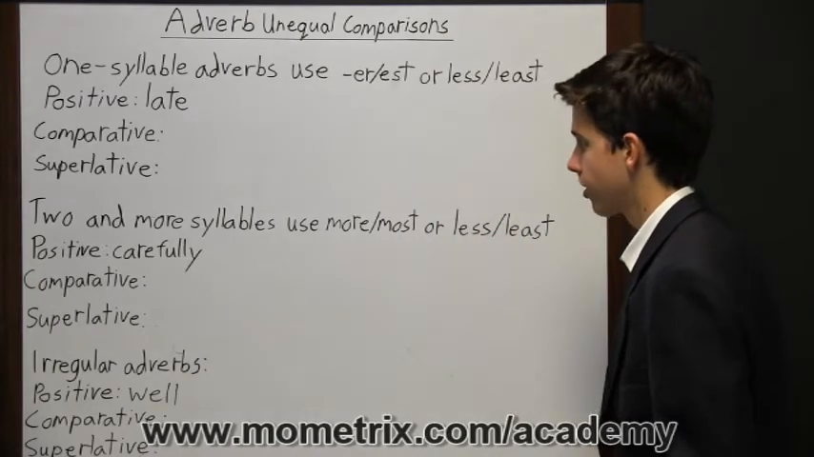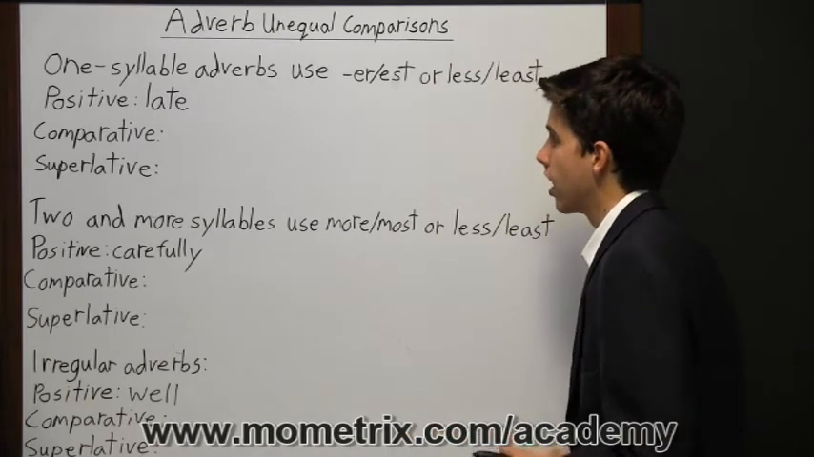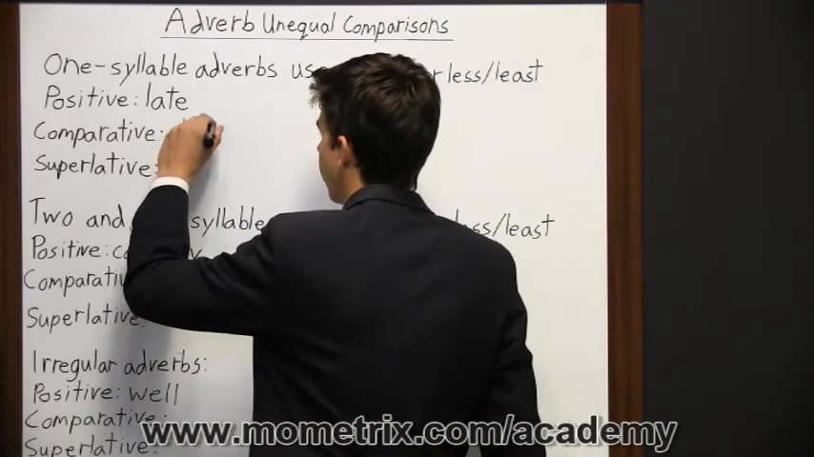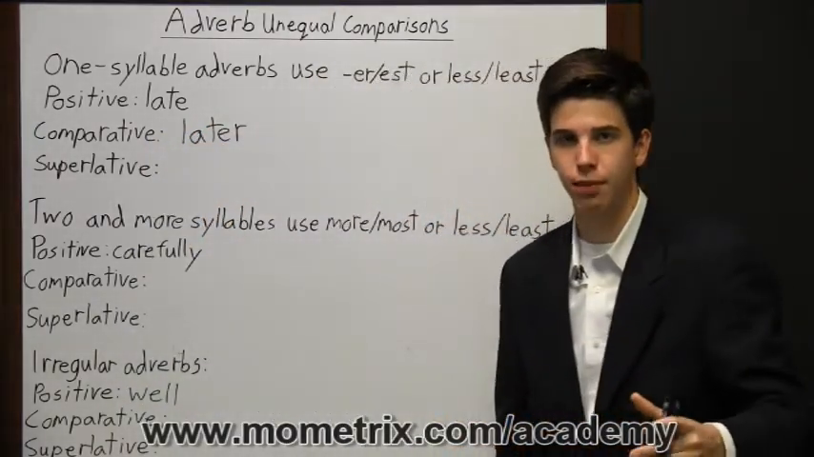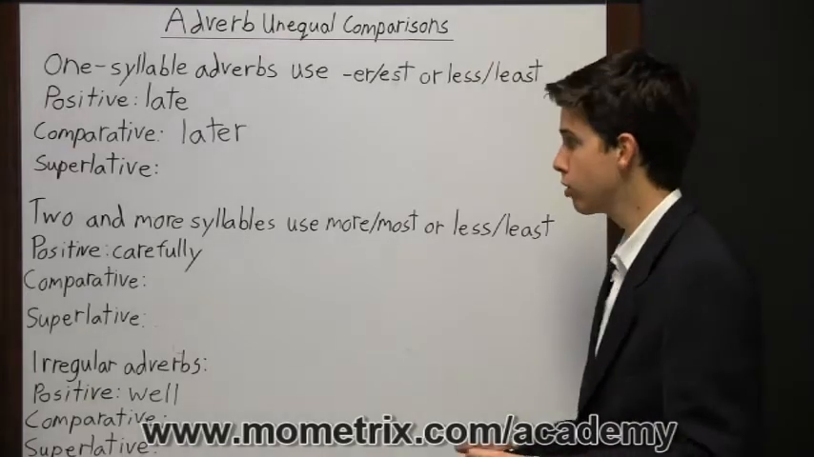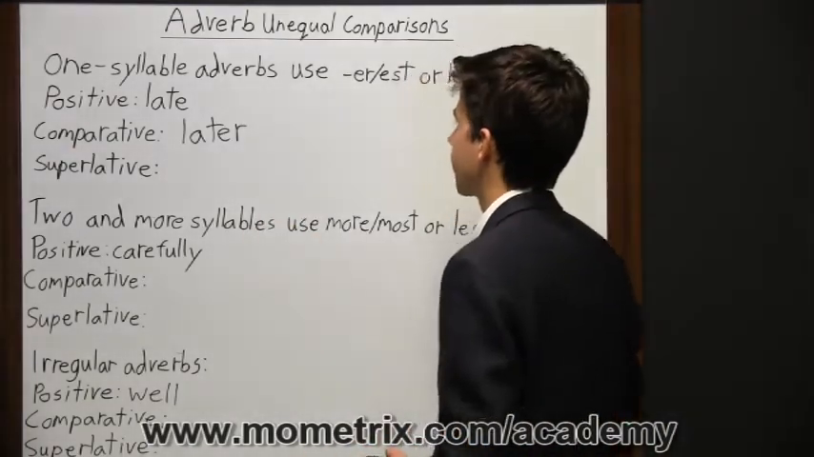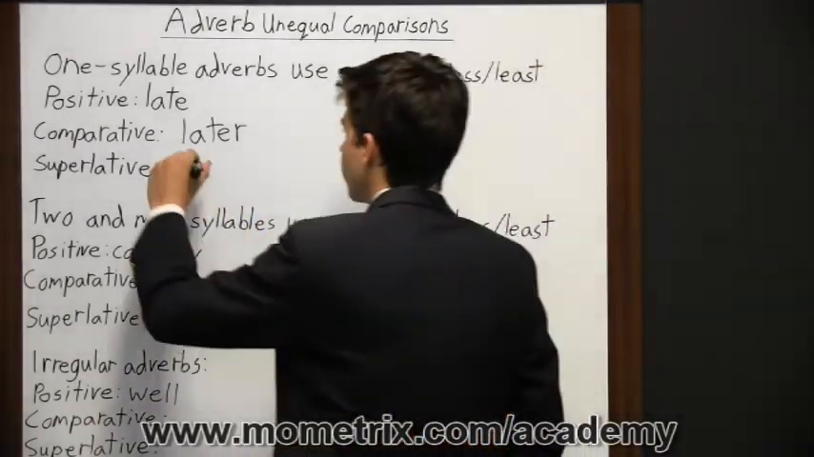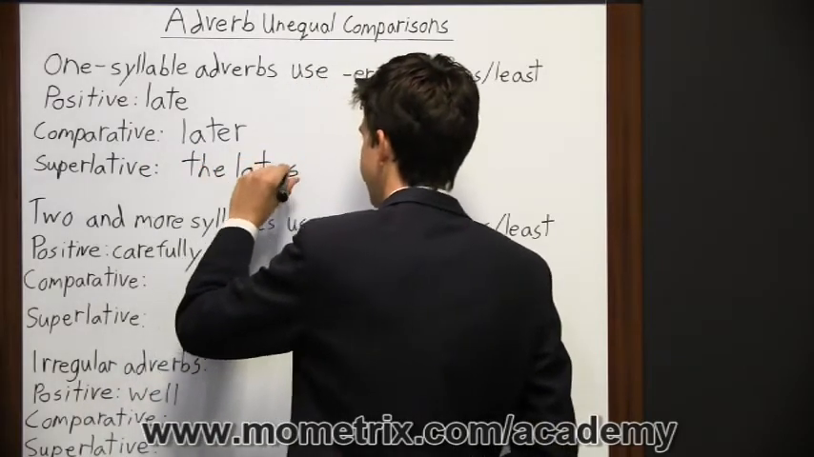So say we have the word late. To get to the comparative form of the word late, we just add the suffix er to make it later. So if we have two people and one person is late by an hour and the other person is late by 2 hours, we would refer to the person late by 2 hours as being the later one. And then if we have three or more people and one person is late by 3 hours, we would refer to them as being the latest person. So that's the superlative form, latest.